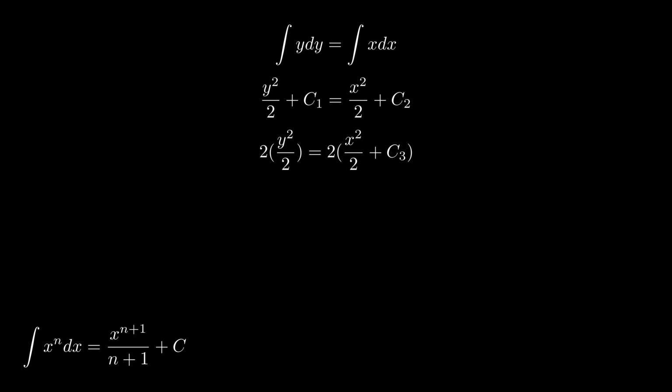And on the left hand side we'll get just y squared. And on the right hand side we'll get x squared plus c3, because a constant multiplied by a constant is again just a constant. We can treat c3 times 2 as a new constant c4, but we don't really need to do that. And lastly, we can move the x to the other side to recognize this as an equation of the circle.